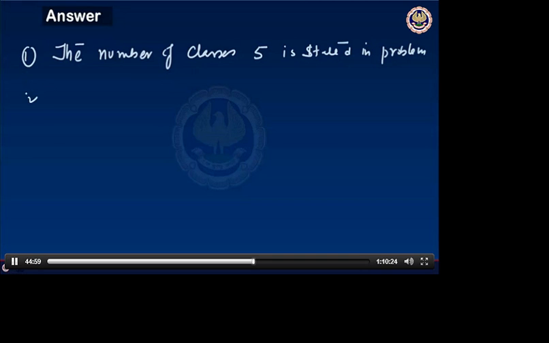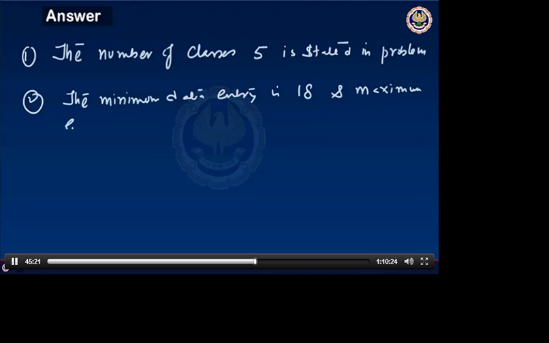Then this is the first. The second would be that the minimum data entry, which we noticed in our data, is 18, and the maximum entry which we noticed is 54. So the range is 36. That's the difference between 54 and 18. So the range is 36.